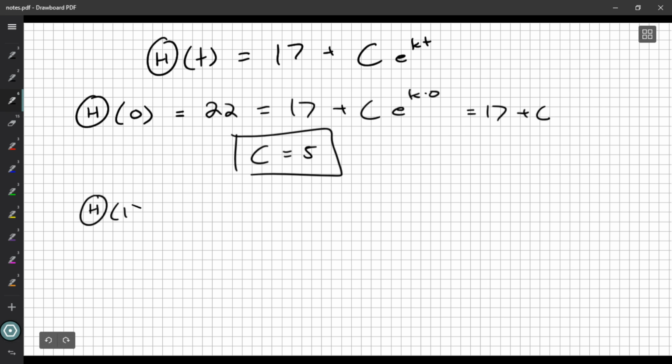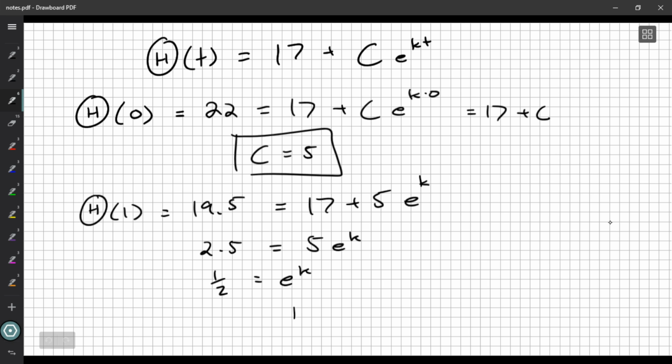Then, 1 hour later, we know that the body's temperature was 19.5 degrees Celsius. So that's 17 plus, instead of c, we'll write 5, e to the k times 1, which is just e to the k. Subtract 17 from both sides. Divide by 5, you'll get 1/2 is equal to e to the k. So that tells me k is going to be ln 1/2. Or you can write it as minus ln 2. That's fine, that works.